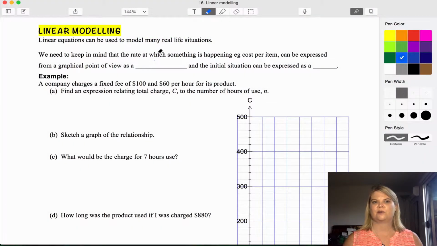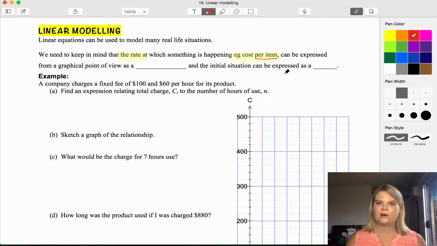Linear equations can be used to model many real-life situations. We need to keep in mind when you're using a straight line model, and this might be new information for you, that the rate at which something is happening, for example the cost per item, is always going to have a "per": kilometres per hour, dollars per minute in a phone plan, or cents per minute. So the rate can be expressed from a graphical point of view as the gradient.